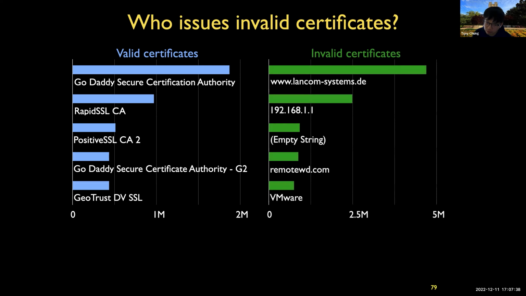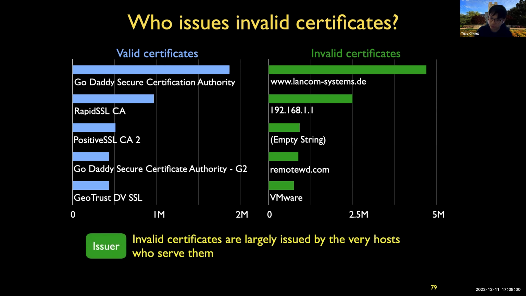But in the case of an invalid certificate, you will see some random names, right? Long-term systems and localhost, or sometimes it is just empty. The common name is just empty, or it names something like network attached storage, NAS, right? Or just virtual machine.